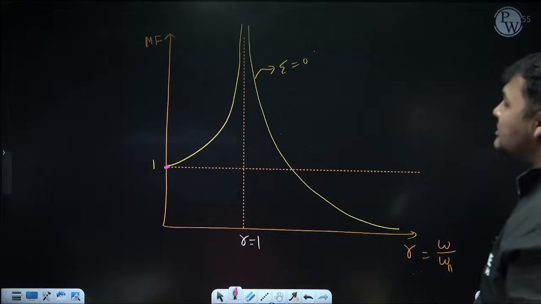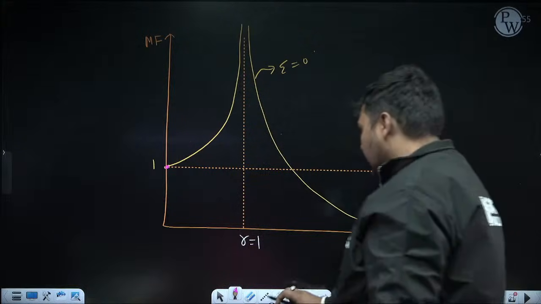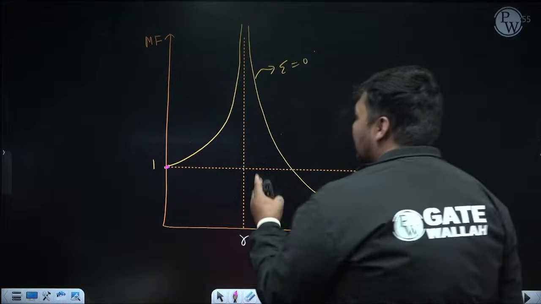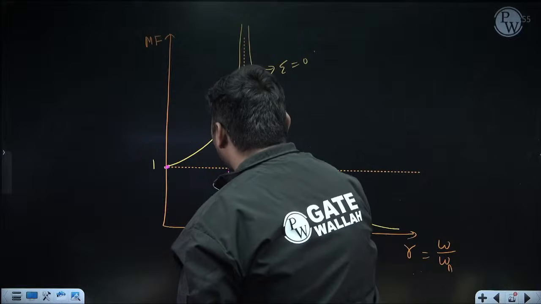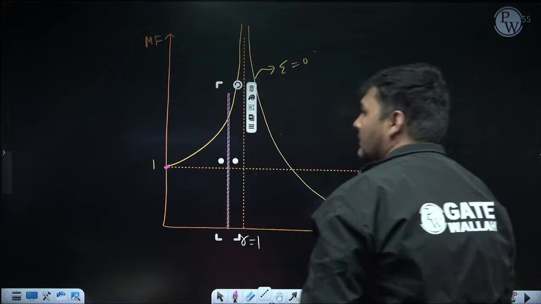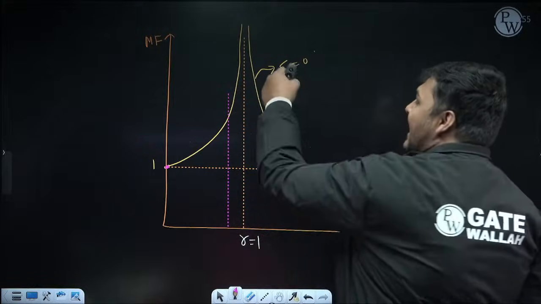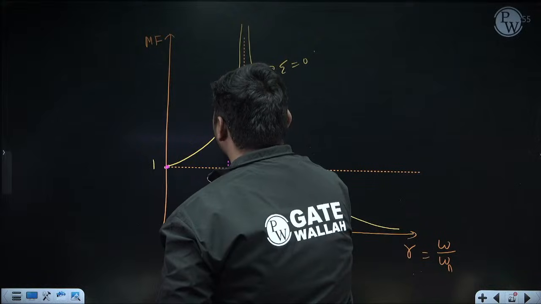Now, suppose I am drawing the graph for zeta equal to 0.1. What changes will come in the graph? First of all, the value of R at which MF is maximum will shift towards the left side of R equal to 1. So suppose we are getting MF maximum somewhere here. Now what about the maximum value of MF? That will be less than infinite but greater than 1. So suppose it is coming somewhere here, like this.